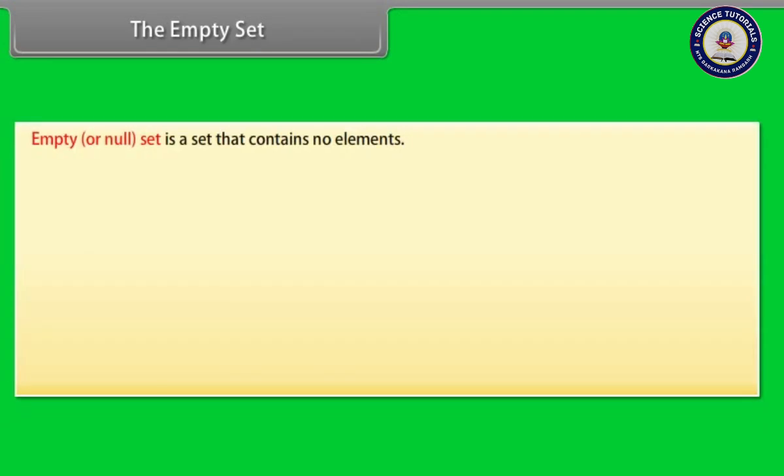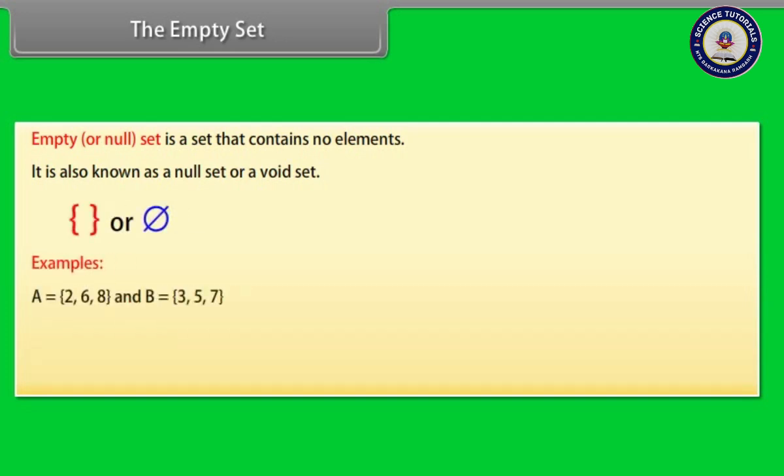The empty set. Empty or null set is a set that contains no elements. It is also known as a null set or a void set. Empty set is denoted by these symbols.